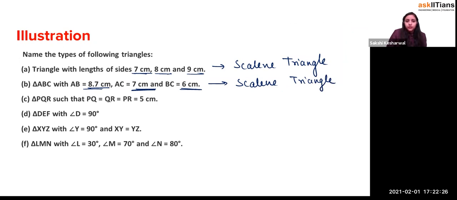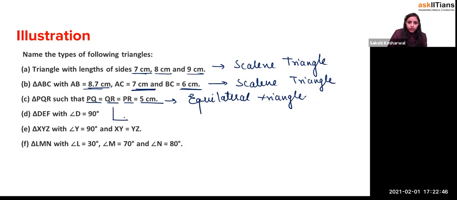Right? In the triangle PQR, it says that PQ is equal to QR is equal to 5. And when all the sides are equal, then it is said to be what, beta? Equilateral triangle, right? Now, in the triangle DEF, you are going to make this triangle like this. So D is 90 degrees. This is E and F. If one angle is 90 degrees, we say this is a right angled triangle.